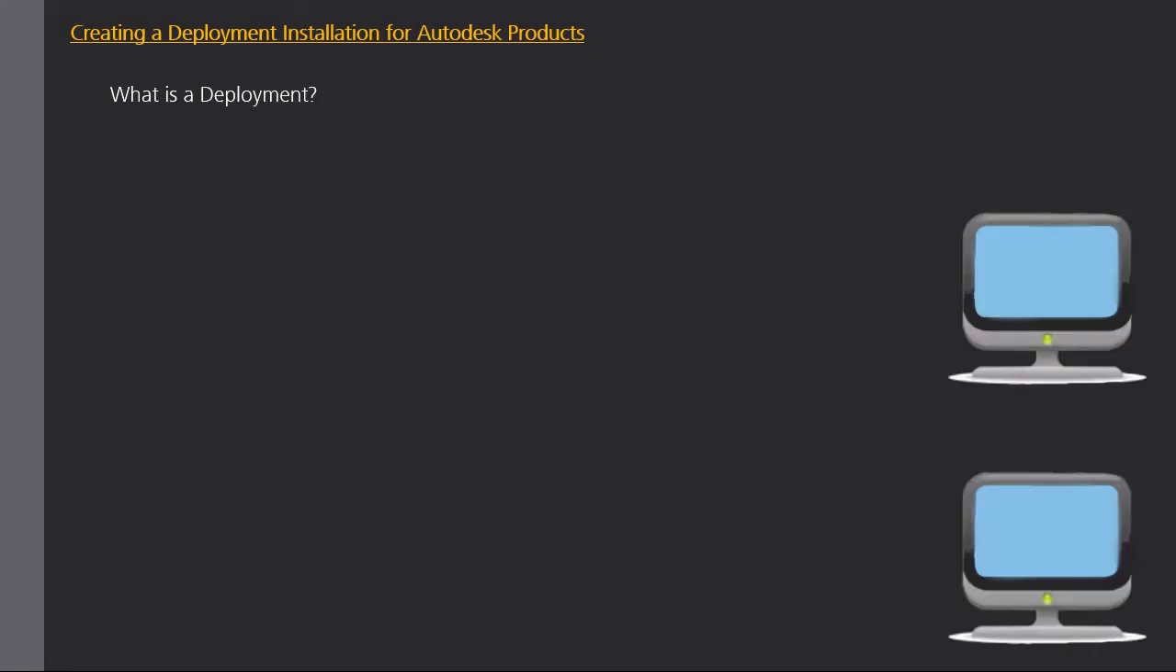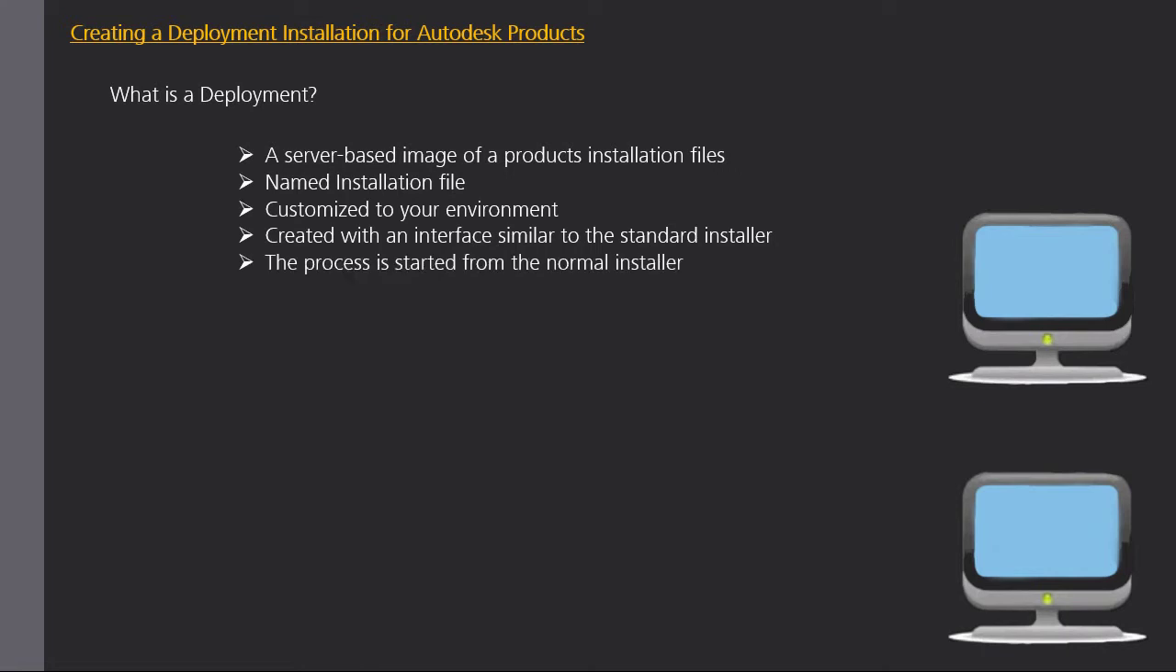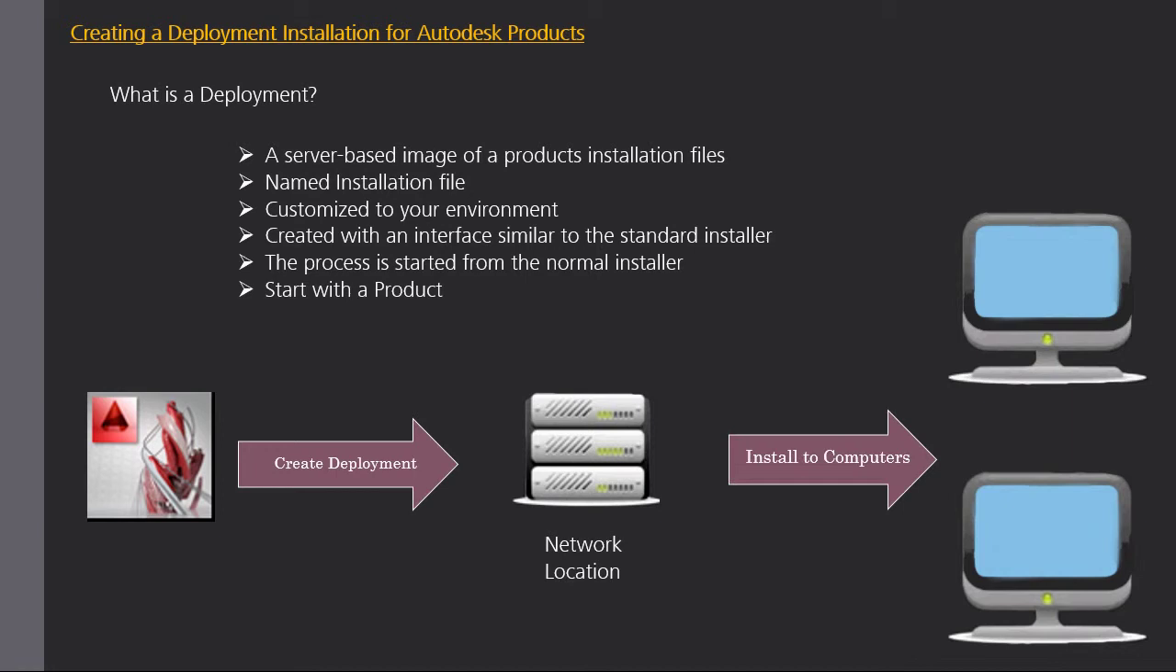What is a deployment? A deployment is a server-based image of product installation files. They're a named installation file that also helps you to customize to your environment. They're created with an interface that is extremely similar to the standard Autodesk product installer. The process is started from the normal Autodesk product installer. You start with a product. Then you create your deployment. You save it at a network location that's accessible by all of your workstations. Then you install it to each of the computers or workstations.